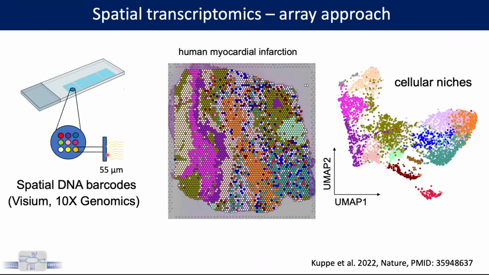Back then, I chose the human heart because per area, so per 55 micrometers, there are not as many nuclei captured by this technology, compared to the kidney. The kidney is a lot denser in terms of nuclei per spot. However, what was still very exciting for us was to generate these spatial maps and identify cellular niches.